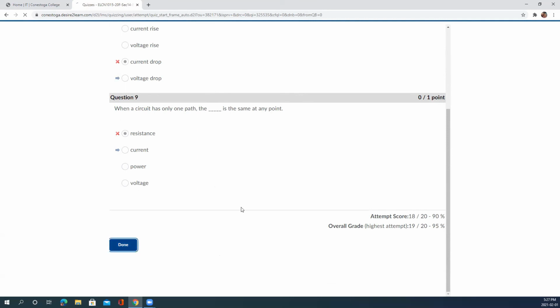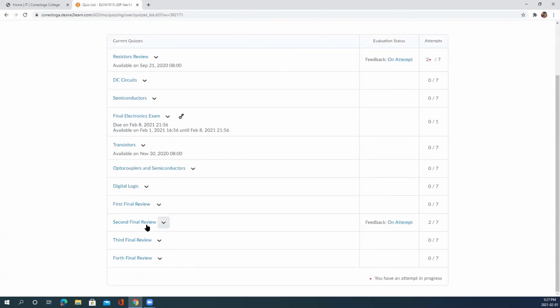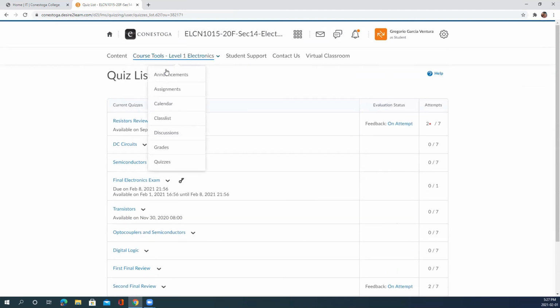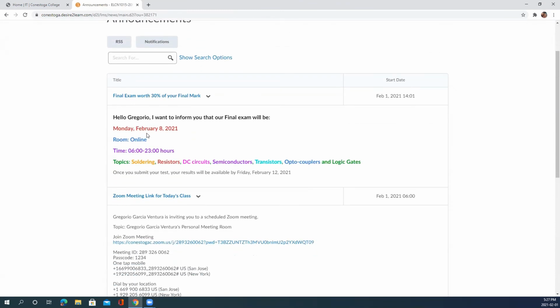And please make sure that you go ahead to quizzes and that you complete the third final review and the fourth final review. That's going to be very important in writing the final exam. Remember that your final exam, if we go here to announcements, is going to be February 8th, 2021. It's going to be online, from 6 in the morning until 11 at night. And these are the topics which are going to be covered: soldering, resistors, DC circuits, semiconductors, transistors, optocouplers, and logic gates.